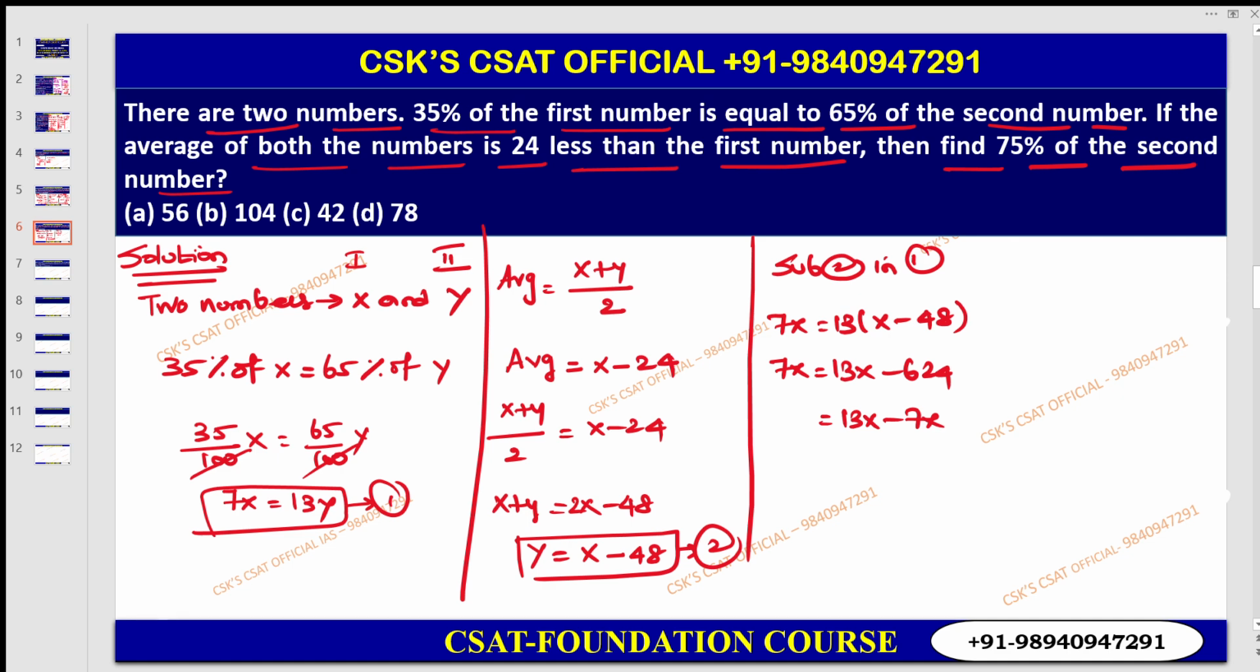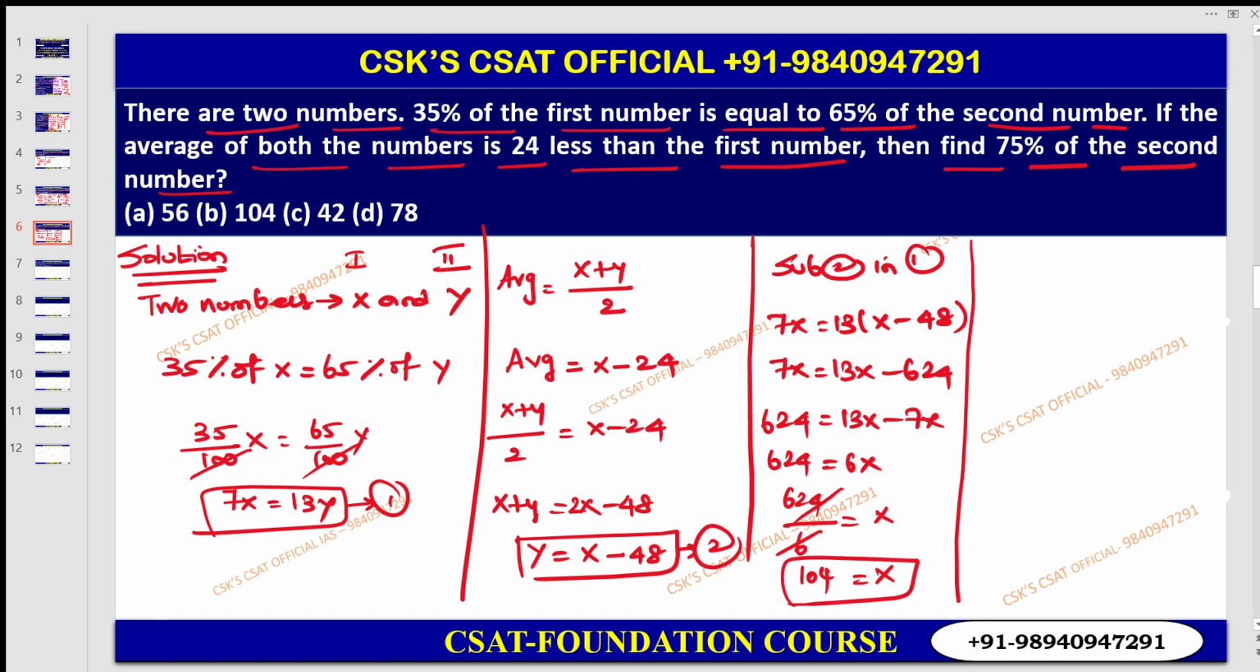13x minus 7x, which is equal to 624, which is nothing but 6x. Now x is nothing but 624 by 6. Cancel. So x is nothing but 104. Fast calculations are required in the examination, so work on it and practice.